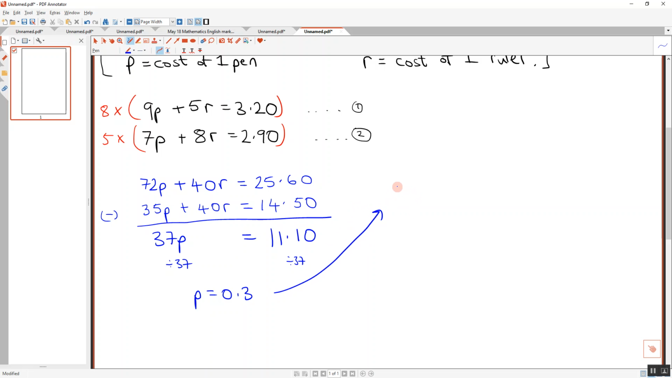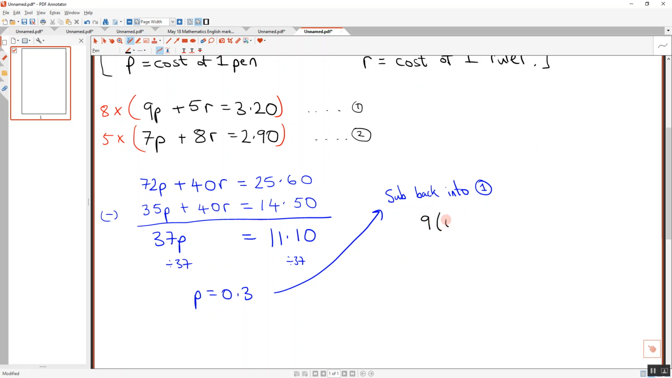Yes, Ian? You have to use the first equation. Yep. And you have to substitute the p for 0.3. Good. So sub back into the first equation. Does it matter, Ian, if I put it back into the second one? No, it doesn't. Good. Okay, so let's put it back into the first one.